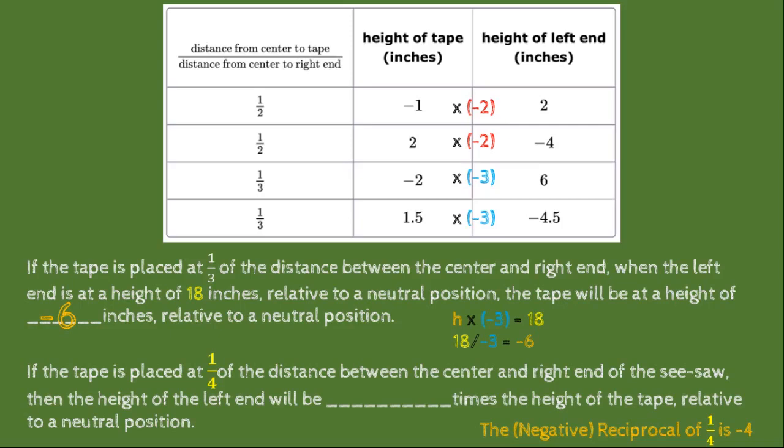All we're doing in the first two rows is flipping 1/2 upside down. So it would be 2 over 1. 2 divided by 1, which is simply 2. Now we'd make that negative, and that is -2. For the last two rows, 1/3 flipped upside down would be 3 over 1, or 3 divided by 1, which is 3, and we make that negative, -3. So if we're looking at 1/4, the distance between the center and the right, we flip 1/4 upside down, which would be 4 over 1. That would equal 4, and we make that negative. And the result would be -4.